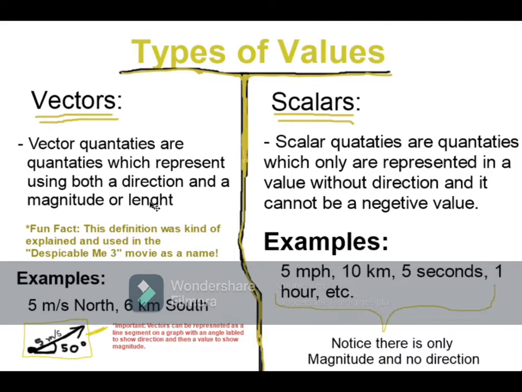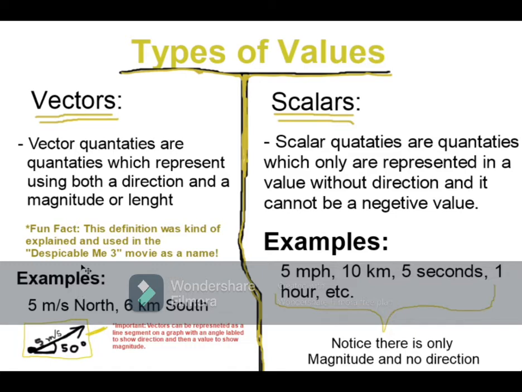Okay, so these are the types of values and quantities. There are 2 types of quantities, as I maybe hinted before. The 2 quantities are vectors and scalars. Vectors are quantities which are represented using both a direction and a magnitude or length. An example of a vector can be 5 meters per second north, which is a velocity. Velocity is a vector quantity, and it needs a direction to be considered a vector.